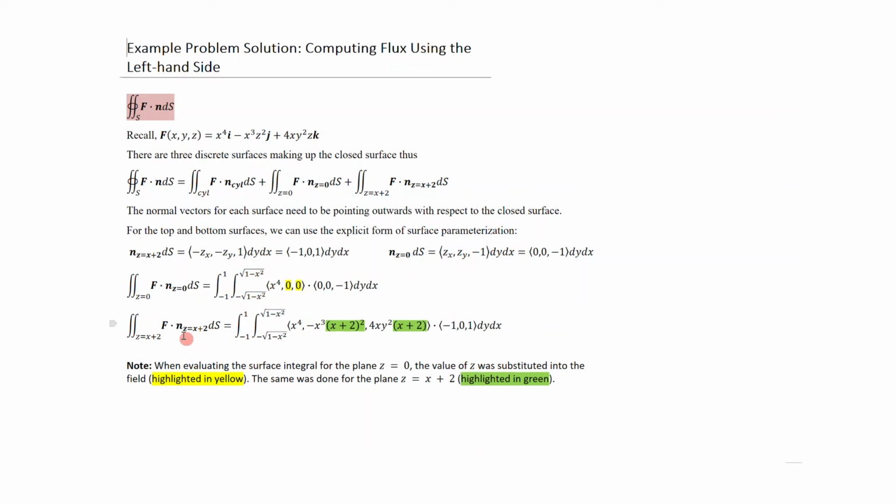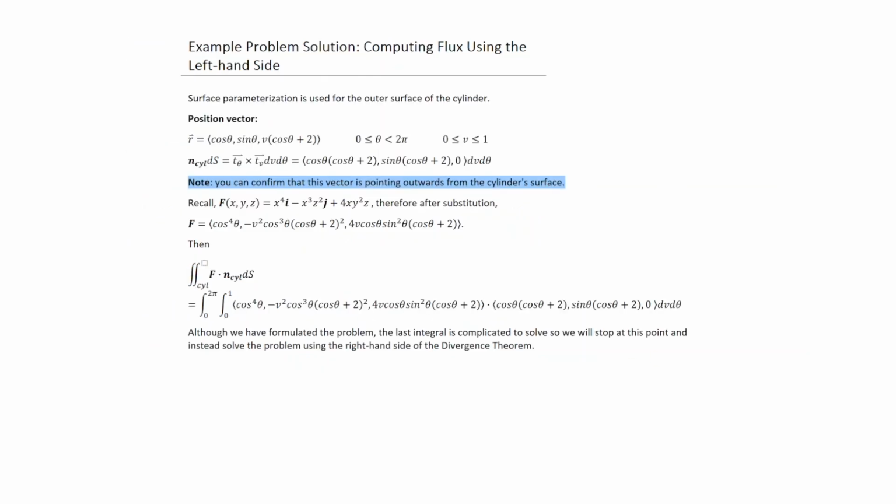For the top surface, again, we have the circular disk. But in this case, z is equal to x plus 2, so we have to substitute in here z equals x plus 2, and z here as well, x plus 2, which is this one here. And then just carry out the dot product, and then this can be simplified into an expression. Anyway, so next slide.